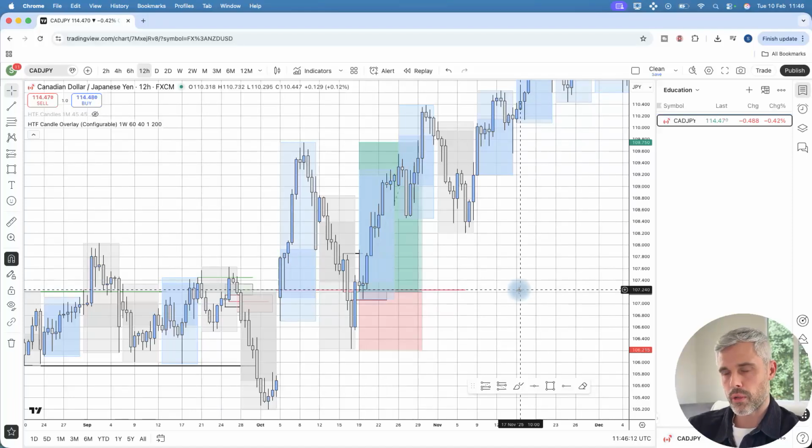Always trade following manipulation towards higher time frame targets in the market. If you can master this, you can become a very profitable trader.